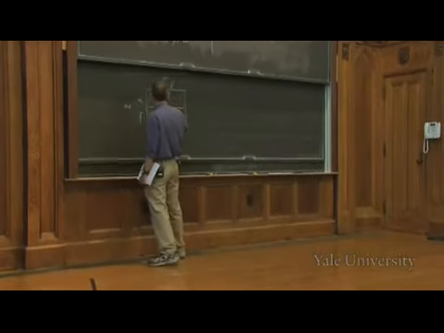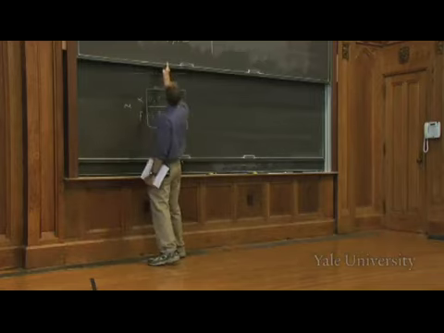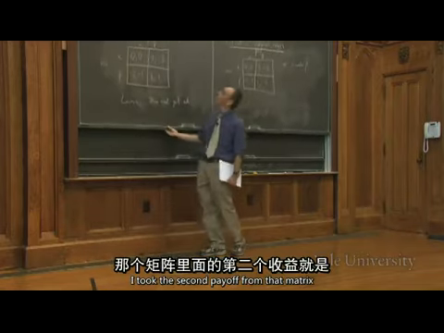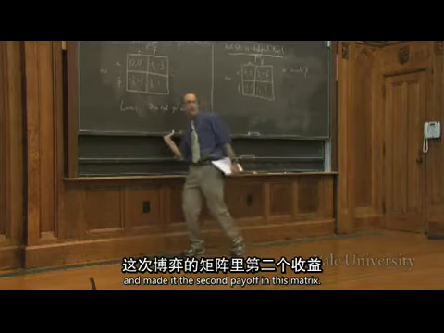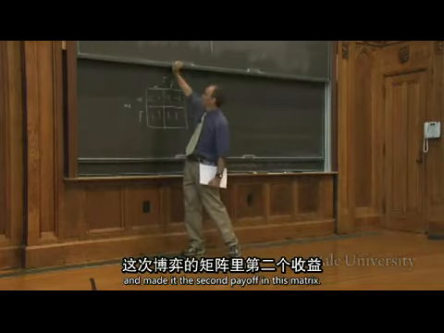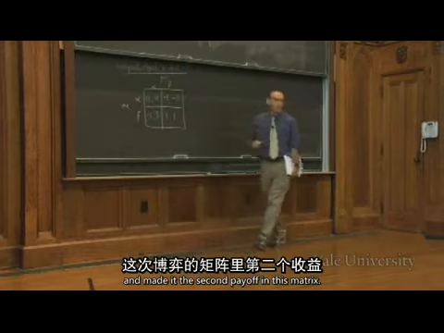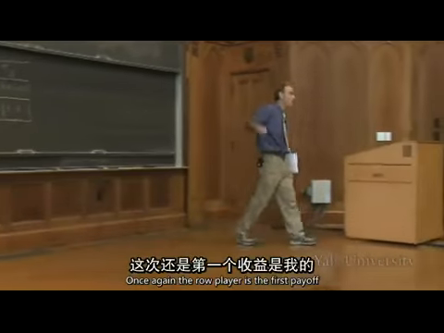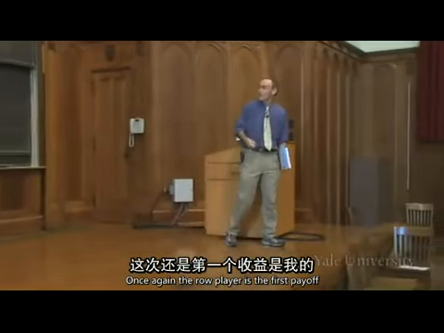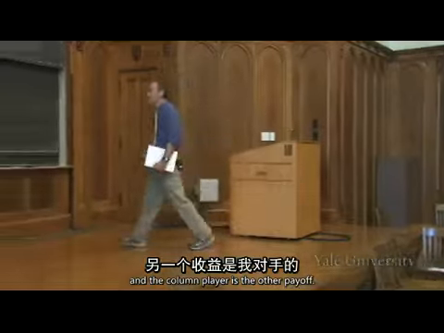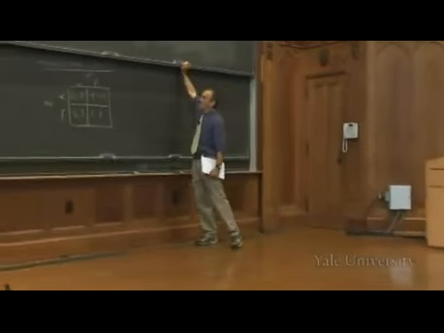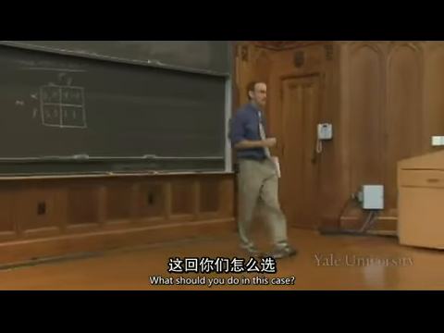0, -1, 3, 1. Okay, I took the second payoff from that matrix and made it the second payoff in this matrix. Okay, everyone see how I did that? Once again, the row player is the first payoff, and the column player is the other payoff. All right, what should you do in this case?